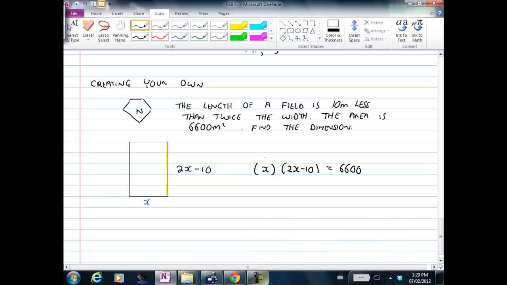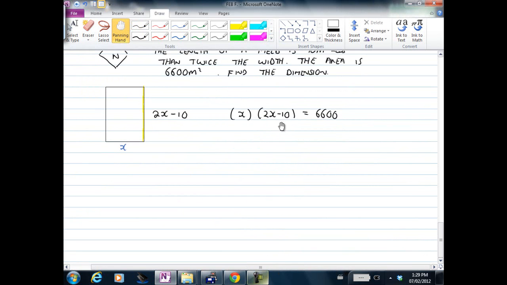So guys and gals, all you're going to do now is expand this out and you get a quadratic equation. From here, a lot of you are asking me, what method should I use? Really guys, I don't care what method you use, because you learn so many different methods that you can use any method you like. 2x squared, I want it equal to 0. In every equation, you want it equal to 0. That's a key. Minus 10x minus 6600. See, I want it equal to 0. That's a key.